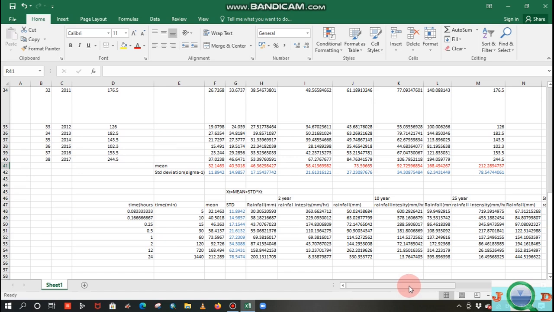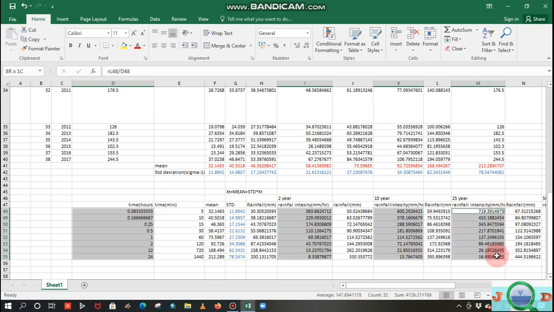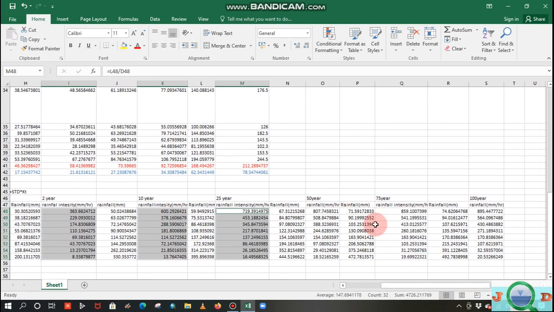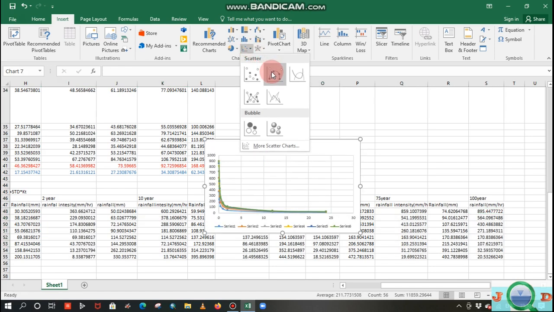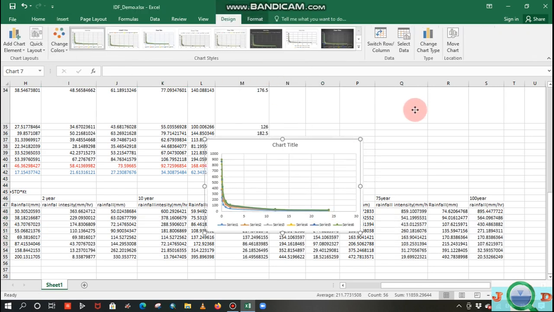First it will be like in x-axis the hours and in y-axis the rainfall intensity corresponding to this recurrence interval. So first select all this, hold control, and thereafter select other rainfall intensities for 2 years, 10 years, 25 years, 50 years rainfall intensity, 75 years mm per hour. Now insert, select the graph type scatter plot.